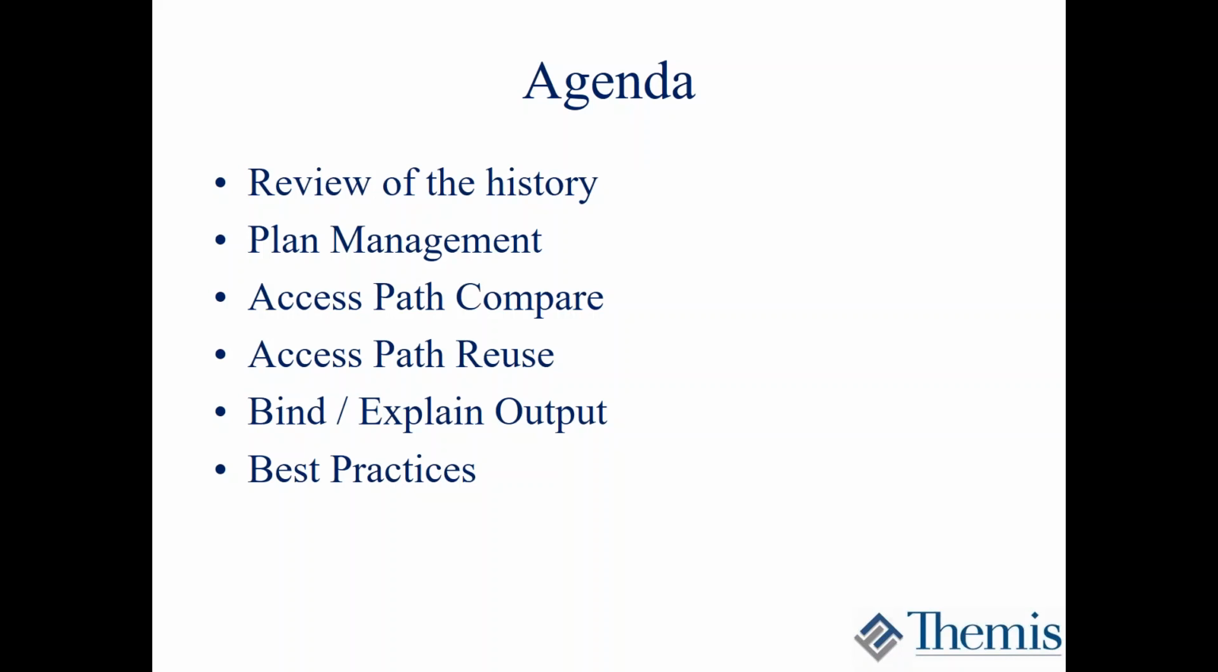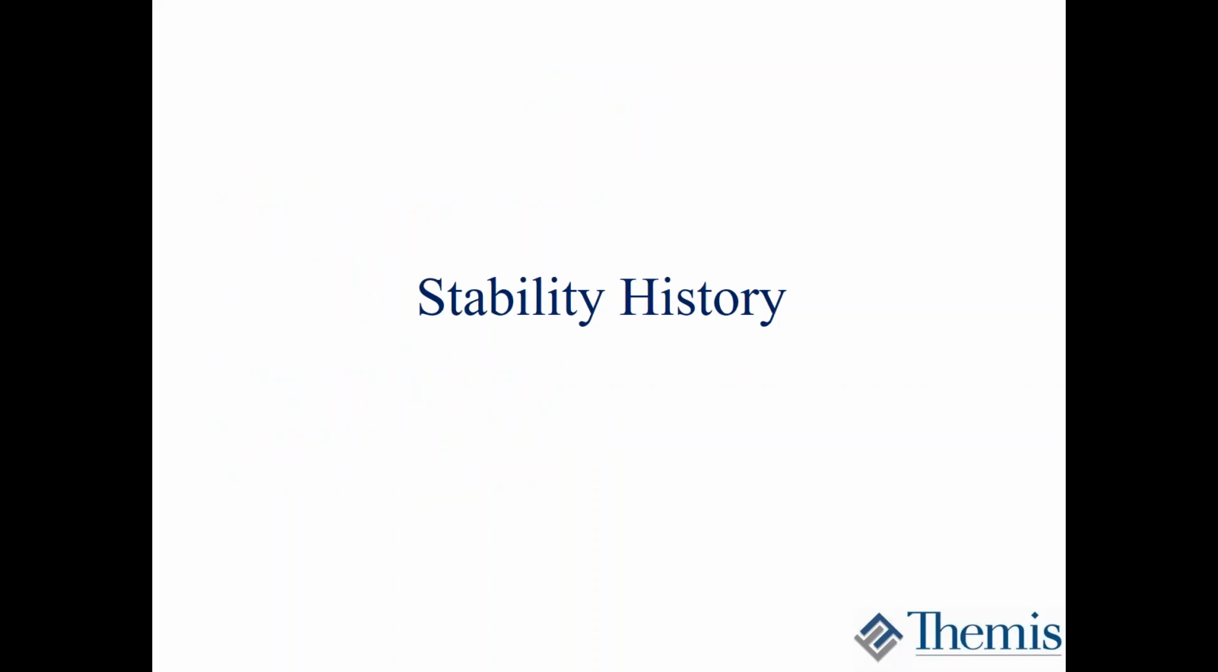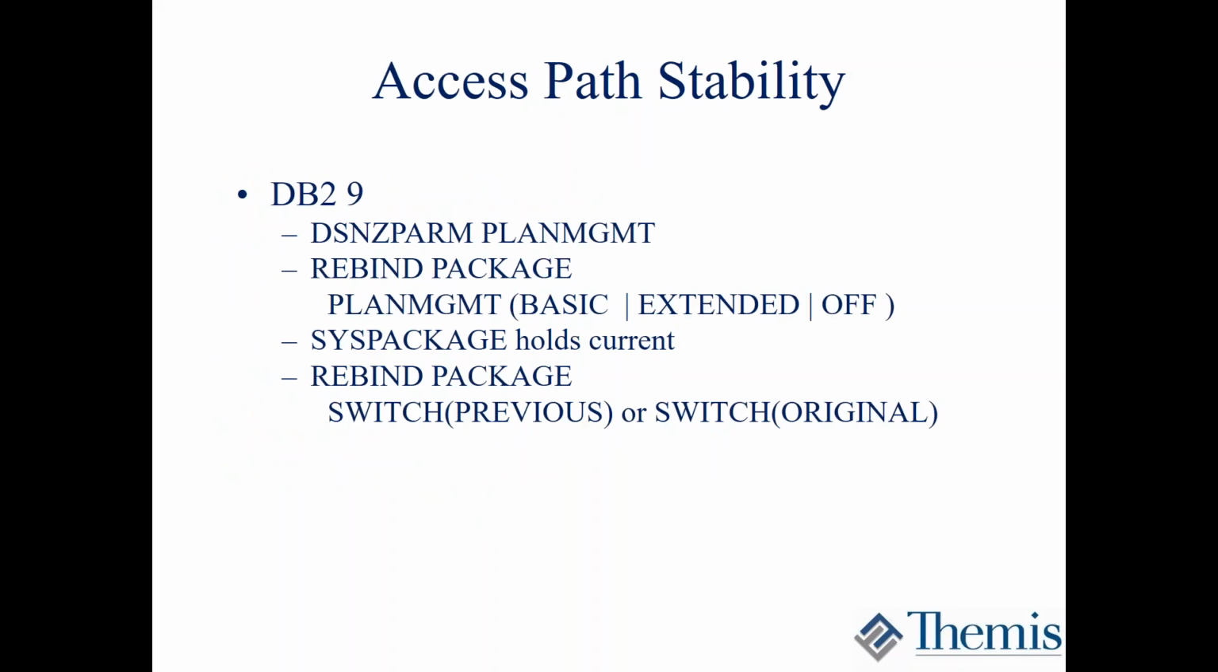So plan management, comparing access paths, reusing access paths, and we're going to look at a little bit of output of binds that will show us what this stuff looks like, and again, talk about what I think are some good ways to implement this stuff. So again, don't want to dwell on the history. We don't need to memorize times, dates, and DB2 releases, but it's kind of helpful to understand how this stuff evolved as we get into the details.